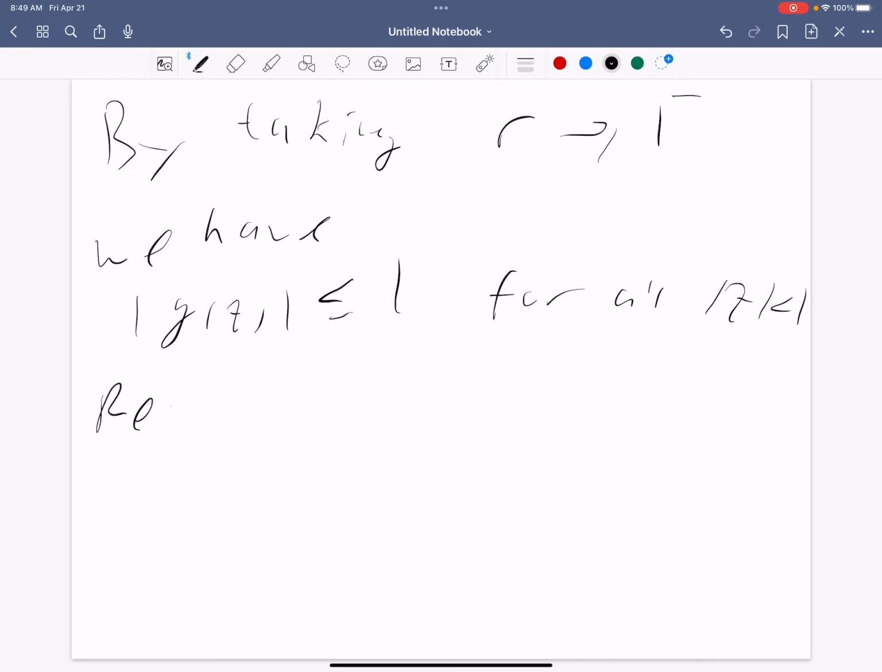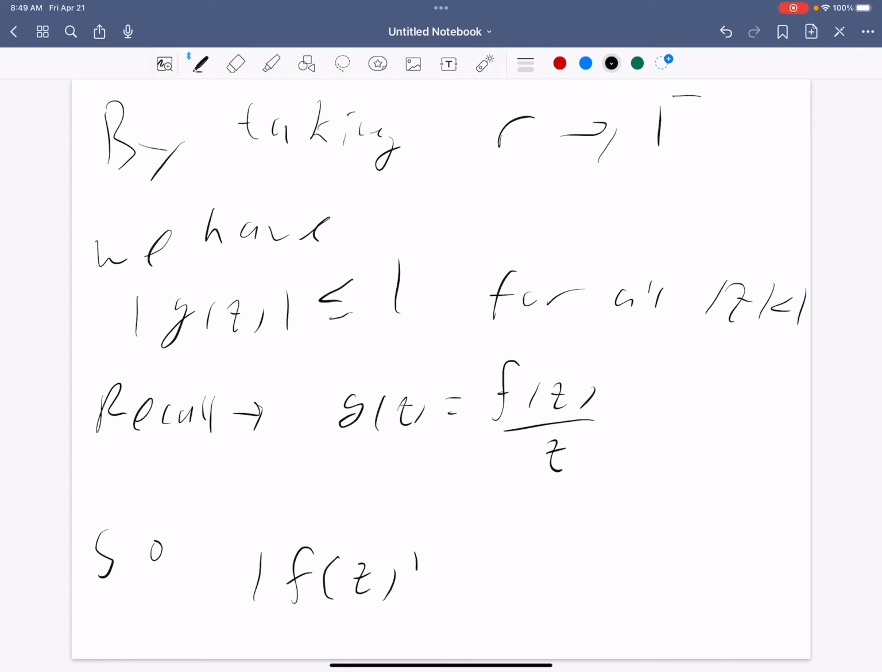But recall that g of z is f of z over z. So multiplying the z over in modulus gives us the following fact. The modulus of f of z is always less than or equal to the modulus of z, and that's good for all z less than 1. And there we go. That is the content of Schwarz's lemma. Knowing that you're less than 1 in modulus in the circle ensures that you're always less than z in modulus. Exciting stuff, right? I know.